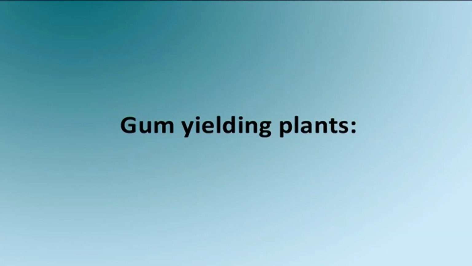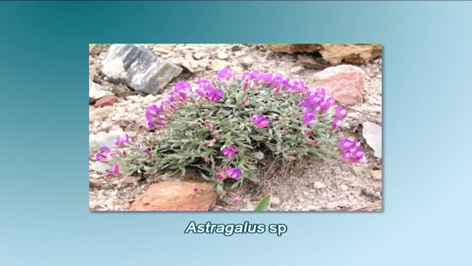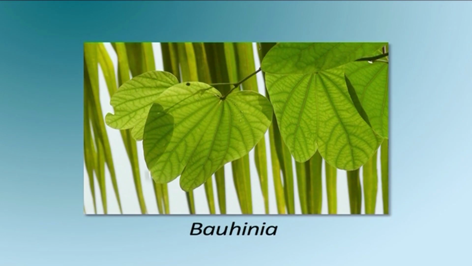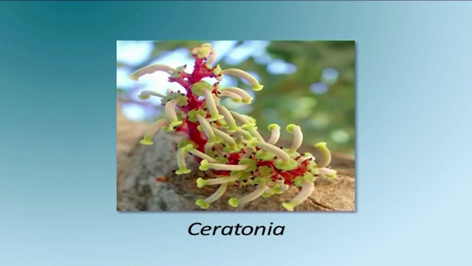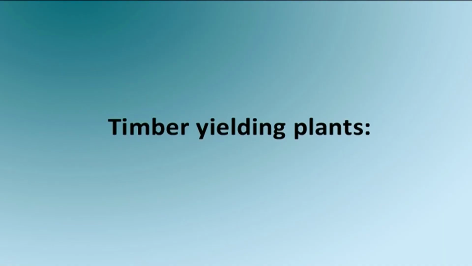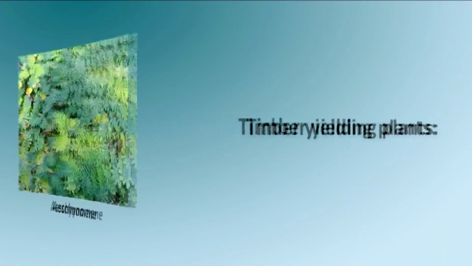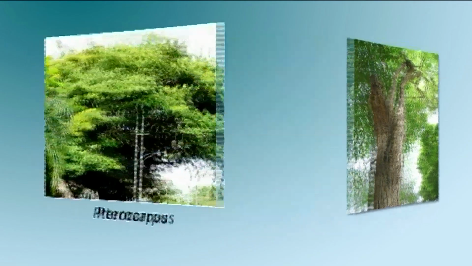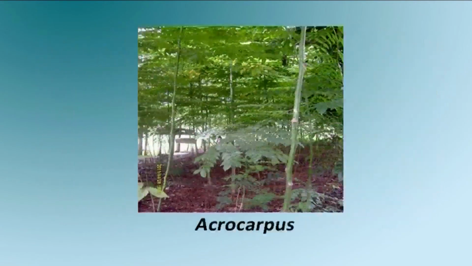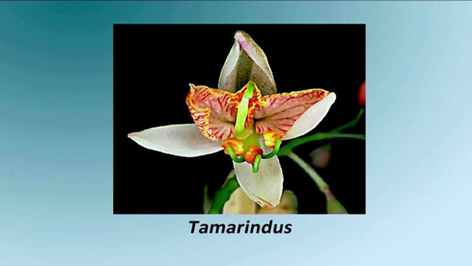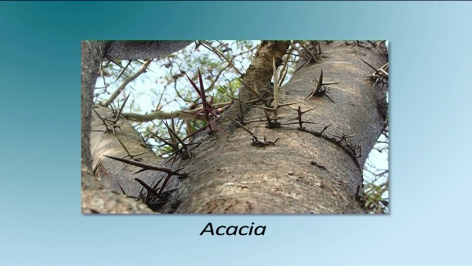Gum yielding plants from this family are species of Astragalus, Cyamopsis, Myroxylon, Bauhinia, Ceratonia and Acacia, etc. Timber yielding plants include species of Dalbergia, Pterocarpus, Acrocarpus, Bauhinia, Tamarindus, Acacia.